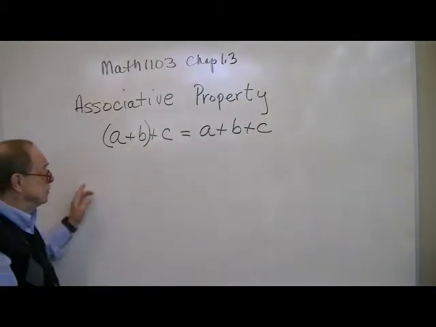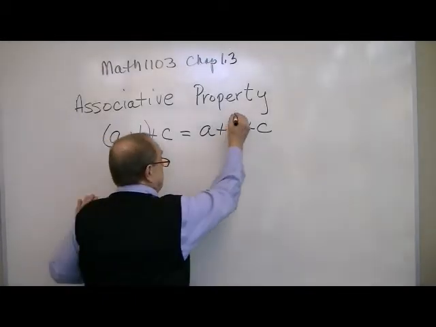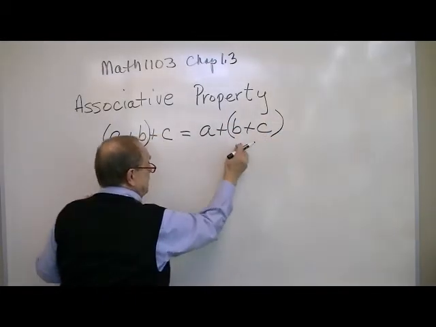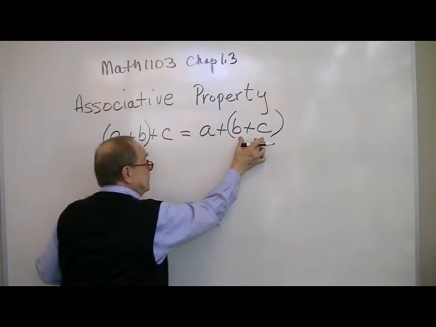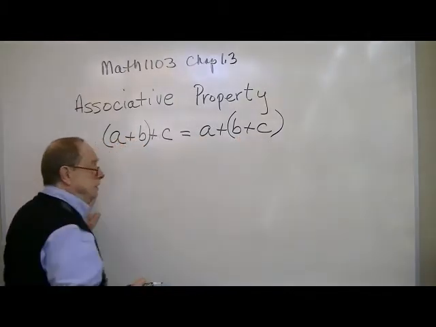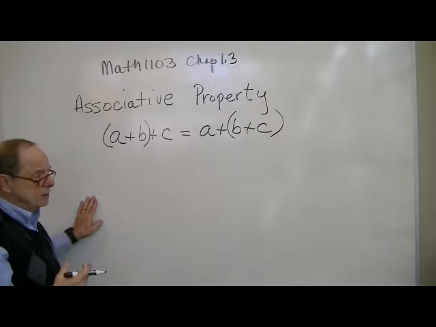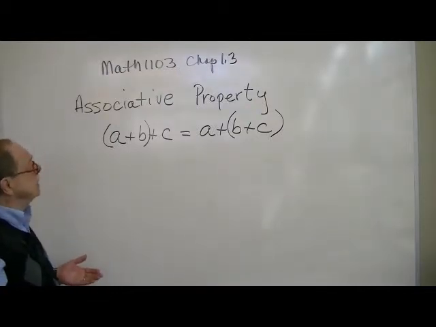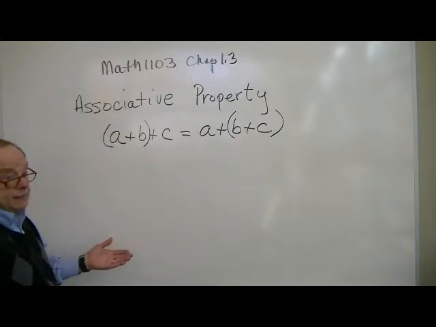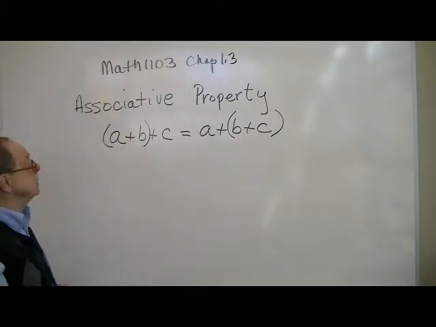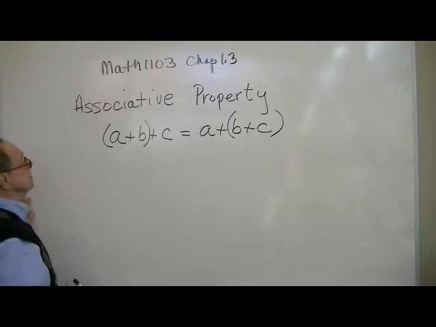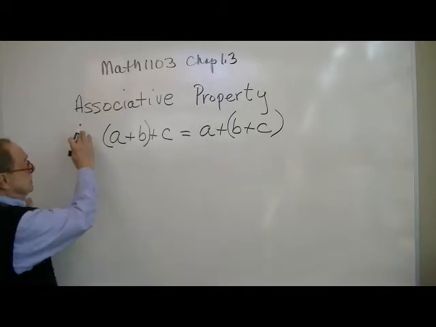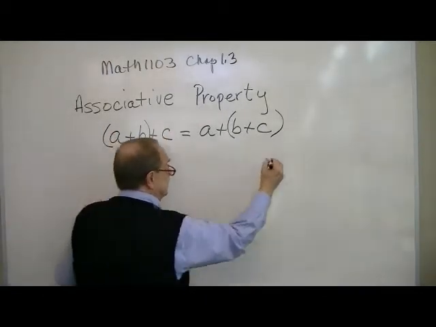And in the associative property, they're saying we could also add B and C together first and then add it to the A. Now, most people do this commonly without thinking about it. This is the rule that says you are allowed to do it, and it gives you a true statement. So this is the associative property of addition.